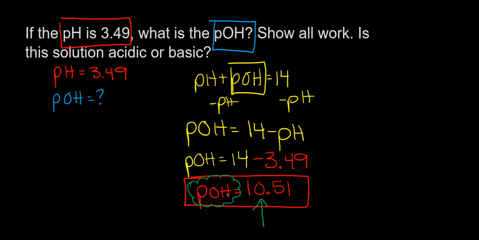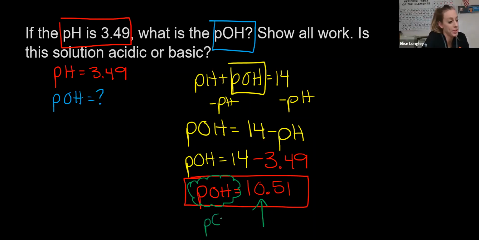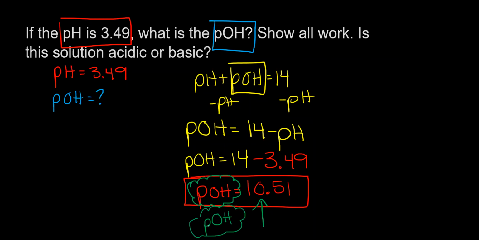What did we find? Pot. No, we did not find pot. That would be a police officer knocking on my door. This is pOH. Okay. So we found. My bad. No, you're fine. I thought it was funny.